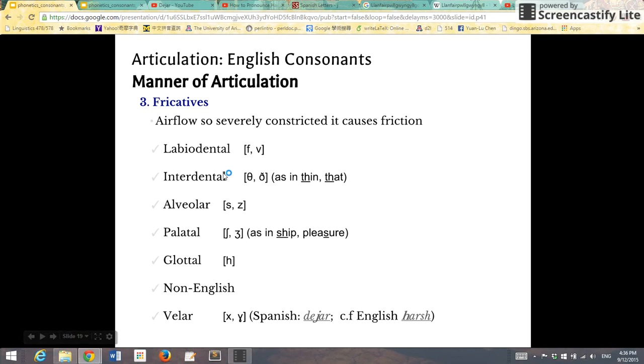And then we have fricatives. So the airflow is so severely constricted that it causes friction. We have several: labiodental, interdental, alveolar, palatal, glottal. All these are fricatives. Here's an interesting example. Actually, we have a velar fricative as well. If you are a Spanish speaker, you have this one.